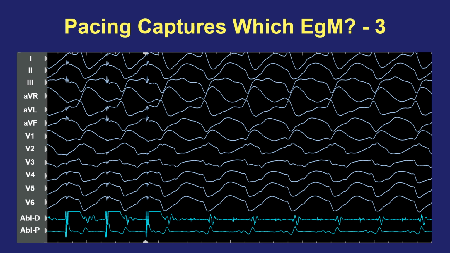And here is example number 3, where we're entraining again during a little faster ventricular tachycardia. How are we going to measure this post-pacing interval? Are we going to measure to here? Are we going to measure to here?